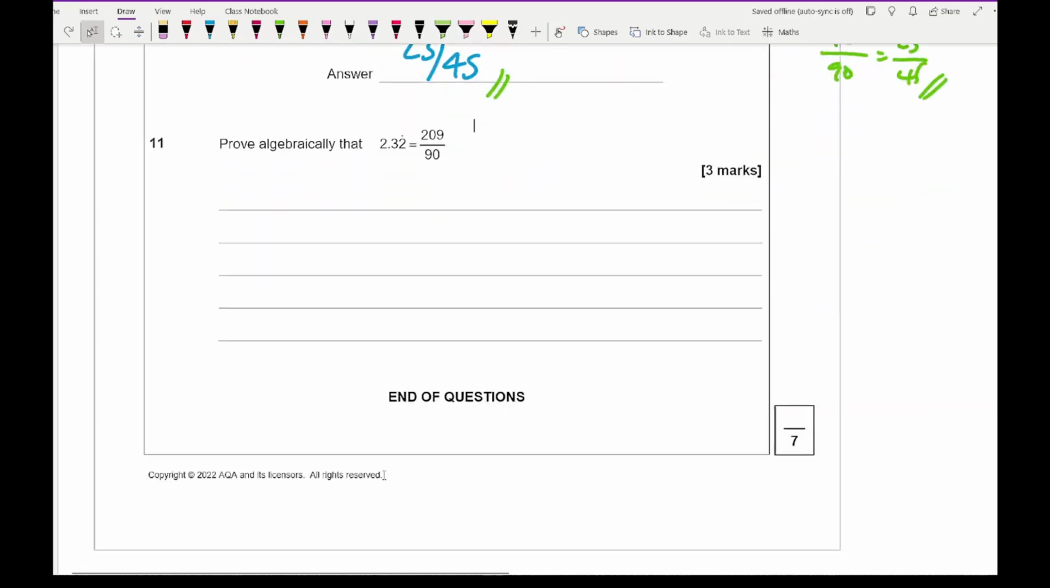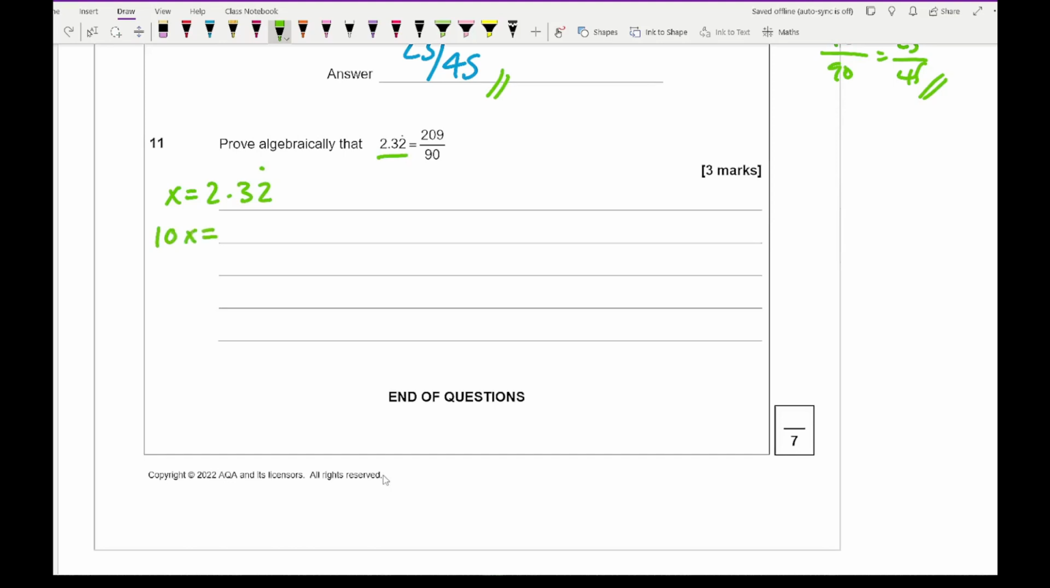Then moving on to question 11, it says prove algebraically 2.32 recurring equals 209 over 90. Now, don't let this confuse you. This is exactly what we've been doing. We've been using algebra to convert these recurring decimals into fractions.